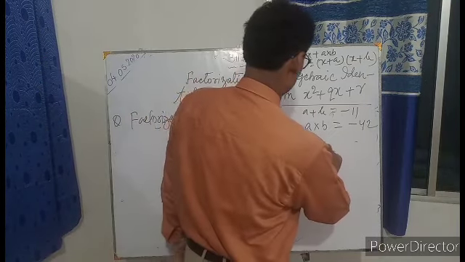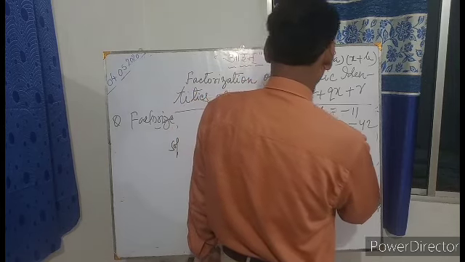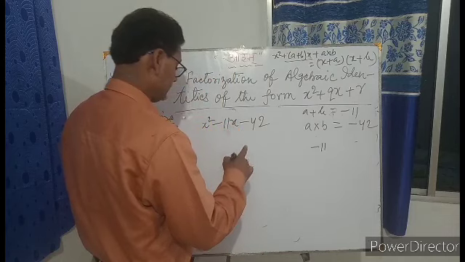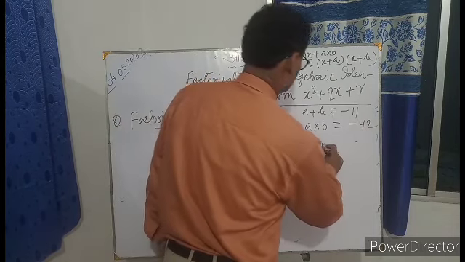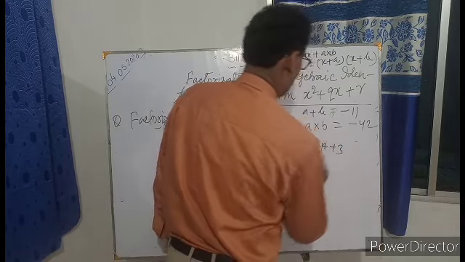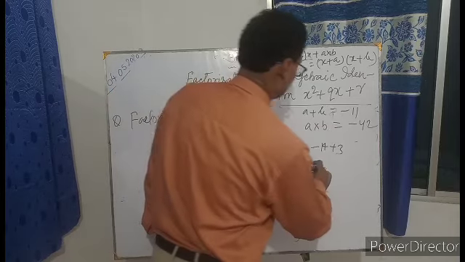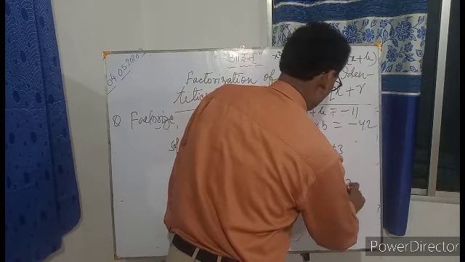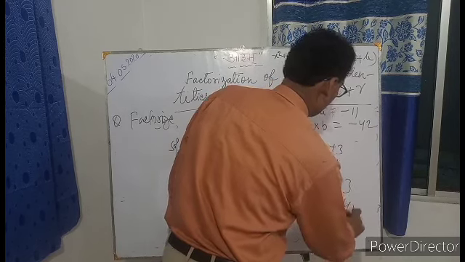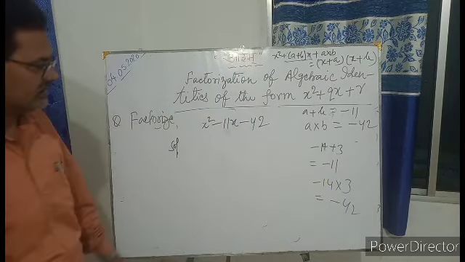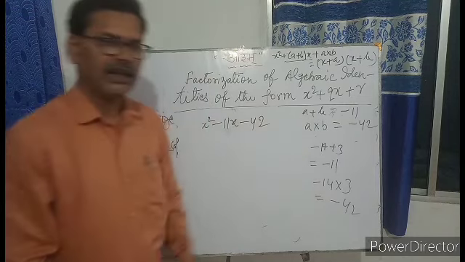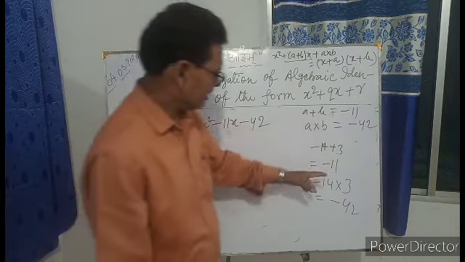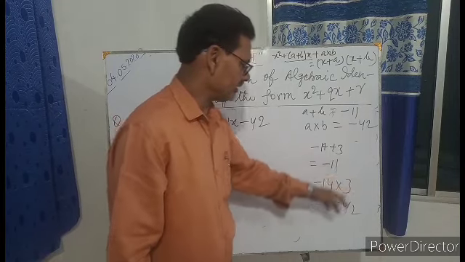Minus 11, and minus 14, sorry, and plus 3. If we do minus 14 plus 3, we get minus 11, and if we do minus 14 into 3, we get minus 42. It means a is equal to minus 14, and b is equal to 3, so that a plus b is equal to minus 11 and a into b is equal to minus 42.